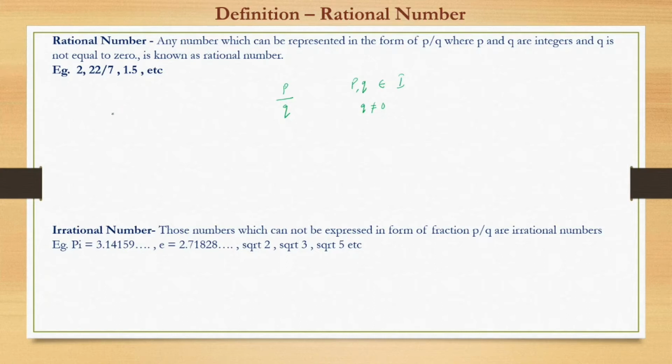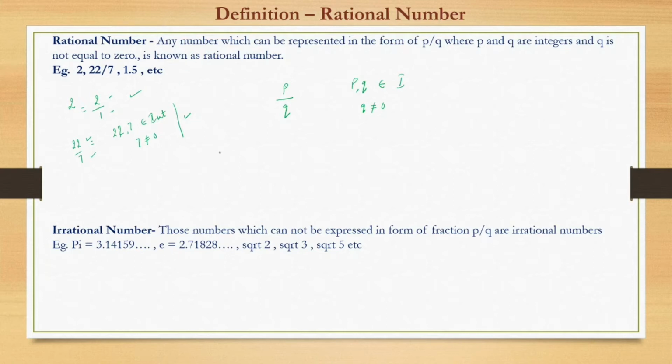So all those numbers are called rational numbers. Let us see what could be an example. I have given the example 2. Is 2 a rational number? Yes, because we can write 2 as 2 by 1, where 2 and 1 both are integers and 1 is not equal to 0, hence this satisfies the criteria for being a rational number. Similarly, can we say 22 by 7 is a rational number? Yes, because both 22 and 7 belong to integers and 7 is not equal to 0. Hence, it satisfies the criteria for being a rational number.